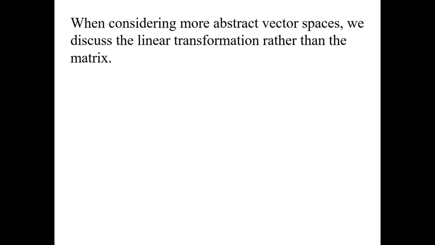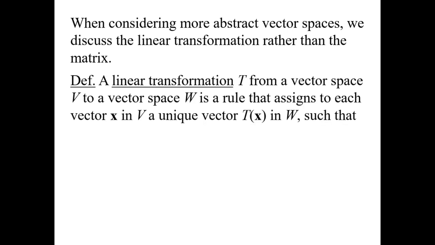When considering more abstract vector spaces, moving beyond Rn and Rm, we discuss linear transformations rather than matrices. We saw that linear transformations can be expressed as matrices, but when we talk about more abstract vector spaces, we can only talk about linear transformations because the idea of a matrix may not make any sense. So first off, a linear transformation. We haven't actually talked about that for vector spaces yet.